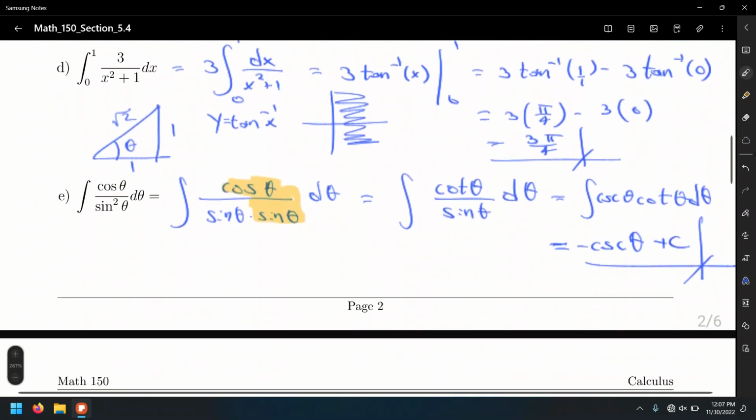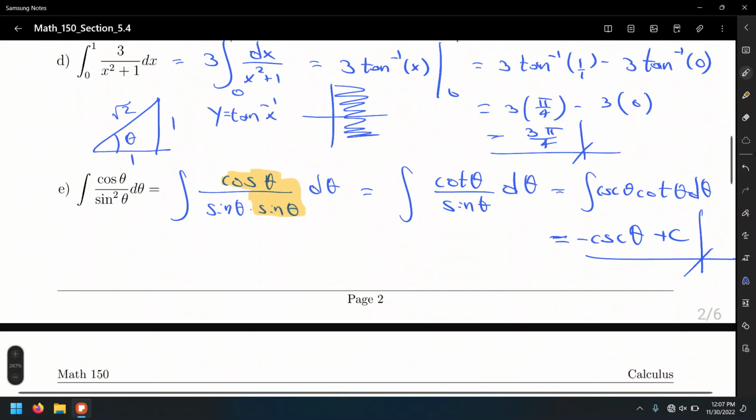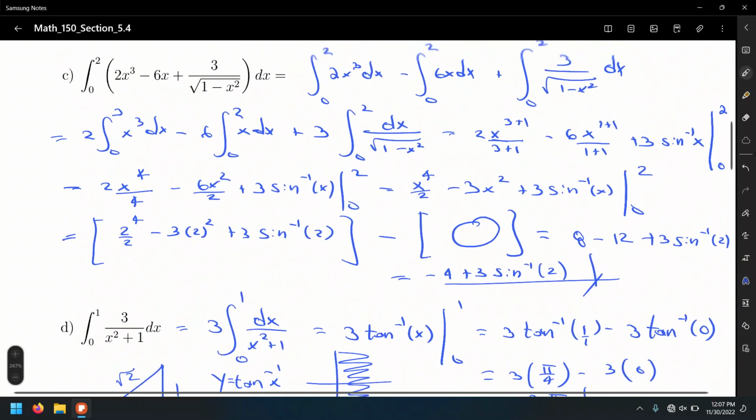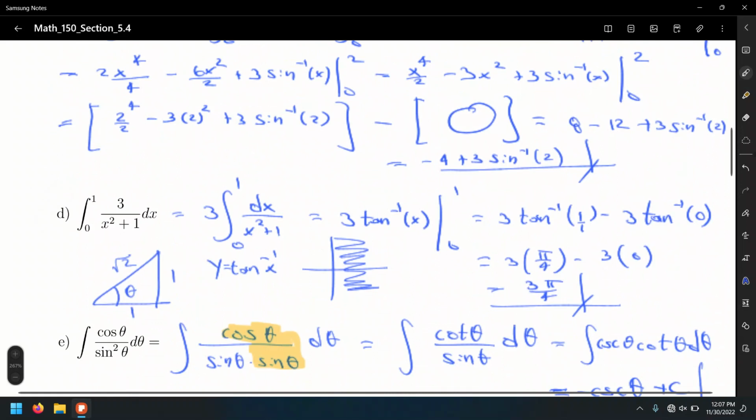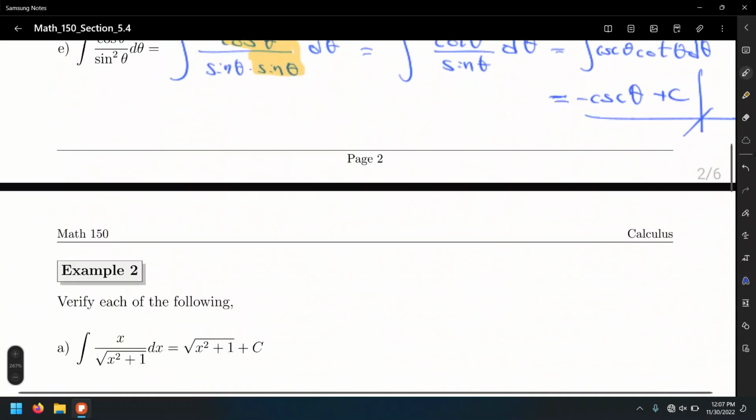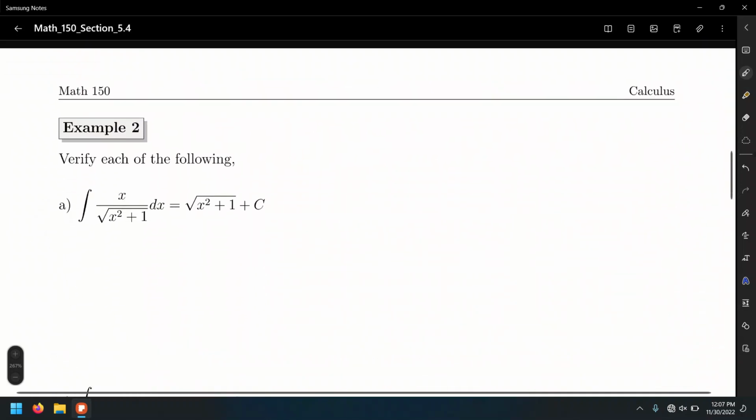Well, in the meantime, let's keep working on more integrals. We evaluated a few indefinite integrals, and we did two definite integrals. All right. So again, for example number 2, this is what we're going to do.